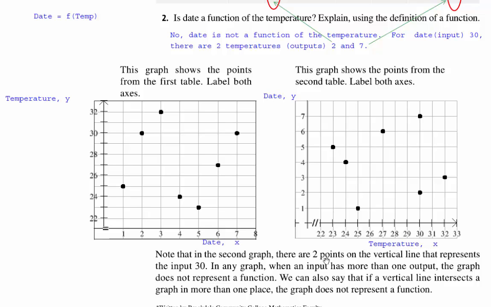Now the book says, note, in the second graph, there are 2 points on a vertical line that represents the input 30. It says, if we draw a vertical line and it intersects the graph more than one time, the graph does not represent a function. So when I look at graph 1, if I were to draw a vertical line through each of my inputs, you would see that the graph never intersects the vertical line more than one time. Whereas in the second graph, for the input of 30, we have a problem because the graph intersects the vertical line 2 times. So graph 1, we would say this is a function. Graph 2, we would say this is not a function.